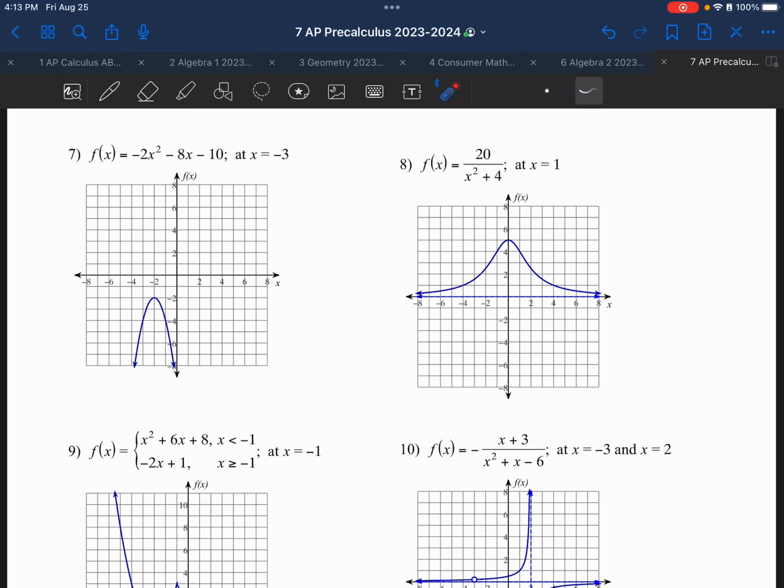Over here, there's no problems. This is just a polynomial, so this one is continuous.